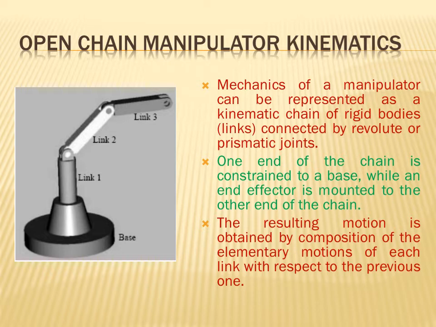The resulting motion is obtained by composition of the elementary motions of each link with respect to the previous one. As I said, if you want to calculate the motion of link 3, we can calculate it with respect to link 2 or with respect to link 1. But if you want to know the position of link 2, we first have to find out the position of link 1. So we can obtain the Cartesian coordinates of each and every joint, so that you can find out the position of any link, joint or axis in space, right? This analysis comes into the picture of kinematics.